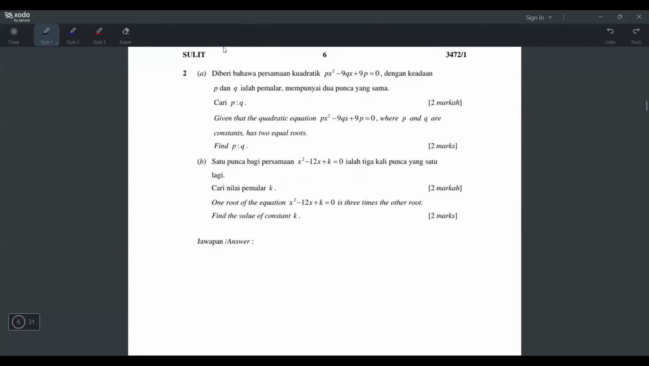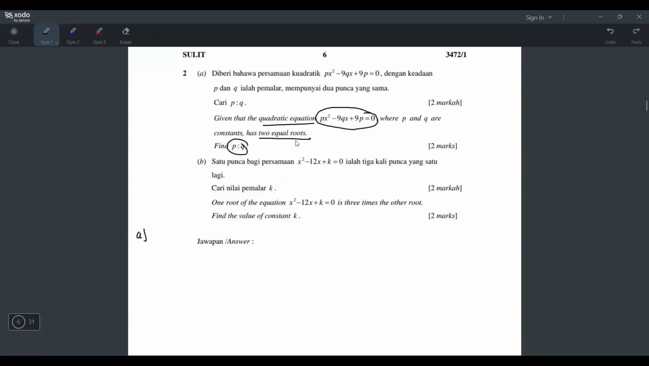Okay, number 2, let's read the question. Given that the quadratic equation px squared minus 9qx plus 9p equals 0. Okay, this is already in general form, because you can see the a, b, c, right? The a is p, the b is negative 9q, the c is 9p. Where p and q are constants, has two equal roots.